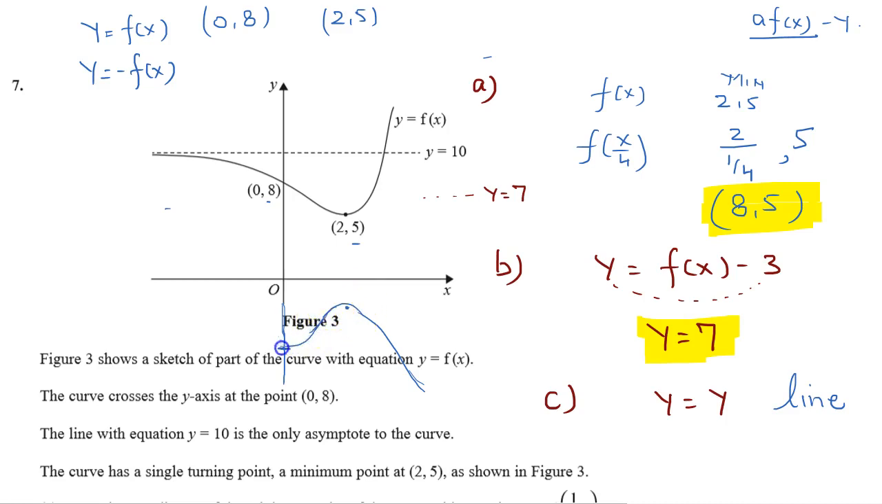So the graph will be this is this, this is this, and this is 10. So somehow the graph will be, this is the graph. In fact, it is a mirror image in the x-axis. The opposite is a mirror image in the y-axis.